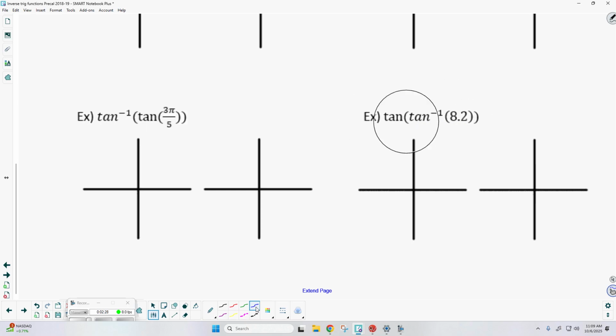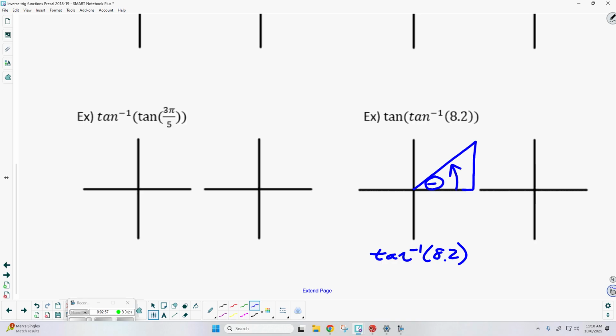Okay, so right now I'm not going to worry about tangent. I want to evaluate tangent inverse of 8.2. Remember tangent inverse can only be in quadrants 1 and 4. So what quadrant is this one in? Okay, it would have to be 1 because it's positive. All right, so I'm going to go ahead and draw a triangle right here. So the answer to tangent inverse of 8.2 would be this angle theta.